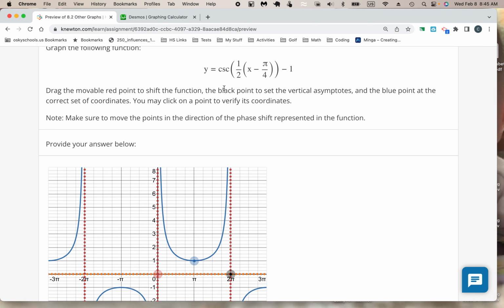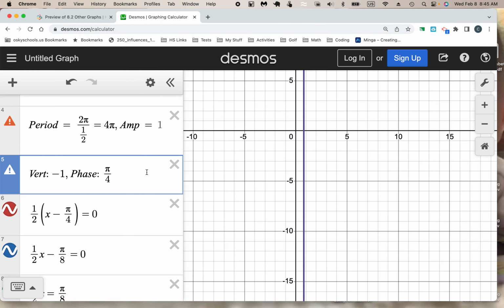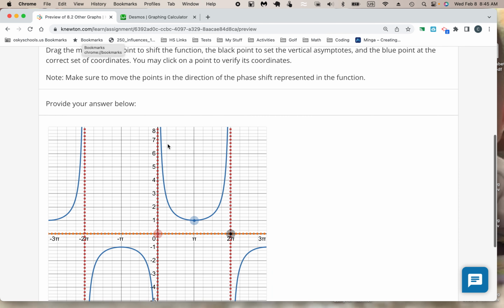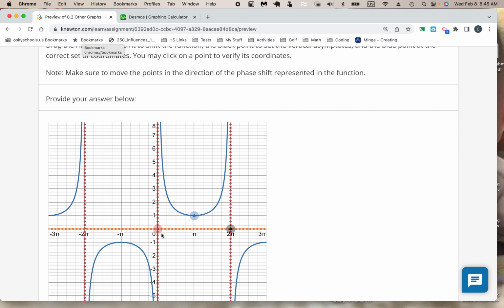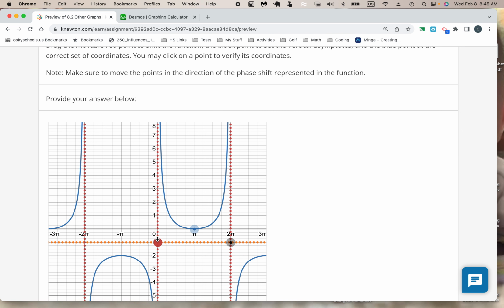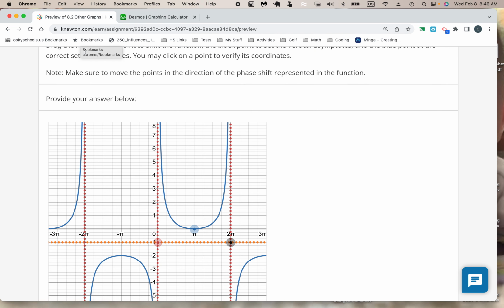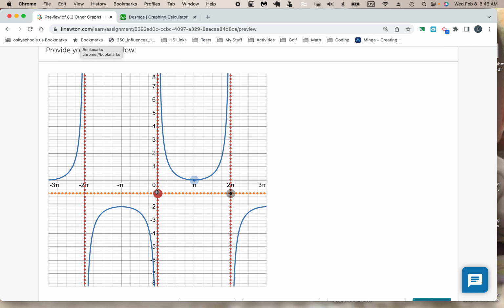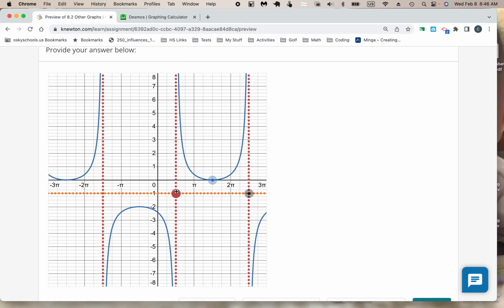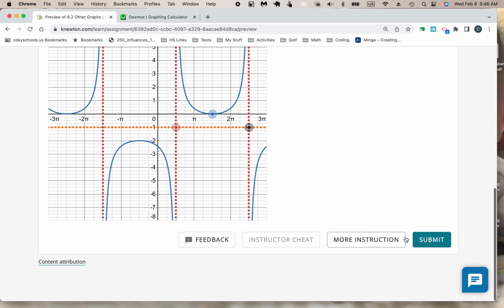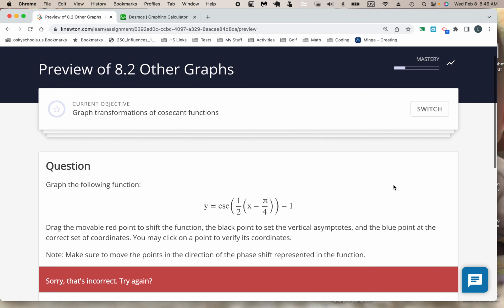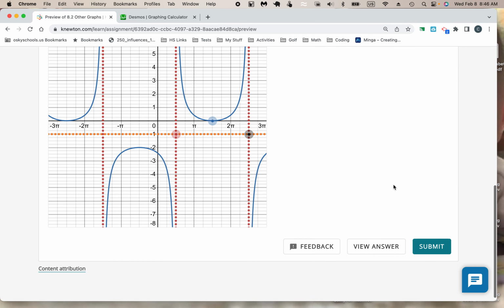Now the amplitude is 1, and we're going to leave it as such. The vertical shift is -1, so we're going to drag this down to -1. Then the phase shift is pi/4, so we're going to move this over pi/4, which would be right here. And then we can go ahead and hit submit.